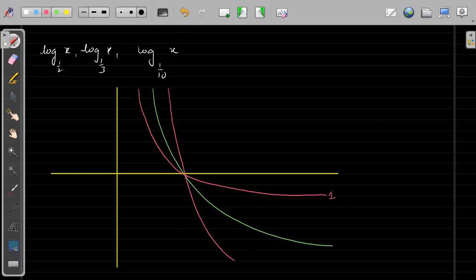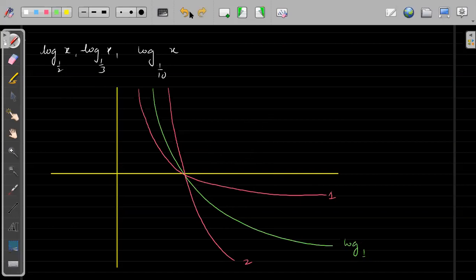So this is 1. This is 2. Which one will be log x base 1 by 3? 1 or 2? Some of you are saying 2, some of you are saying 1. Please just check it once. This is log base 1 by 2 x. So suppose if it was log base 2 and log base 3, would log base 3 be below or above? It will be below, right? So here also it will be below.